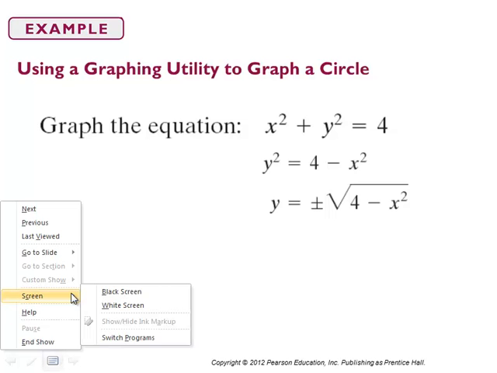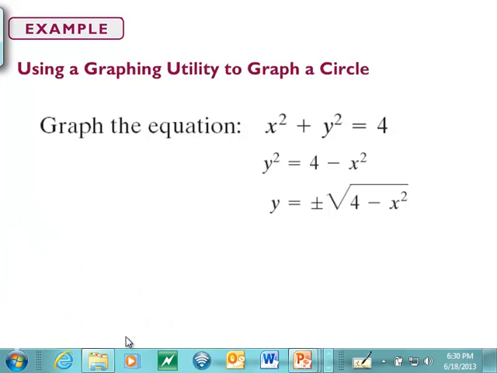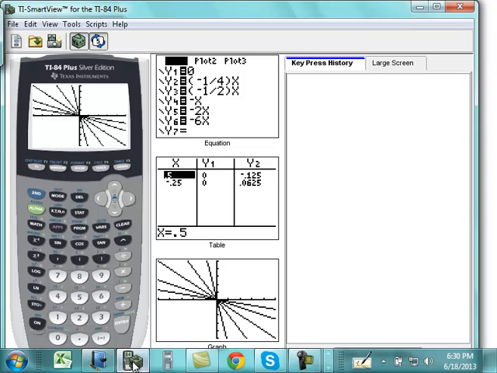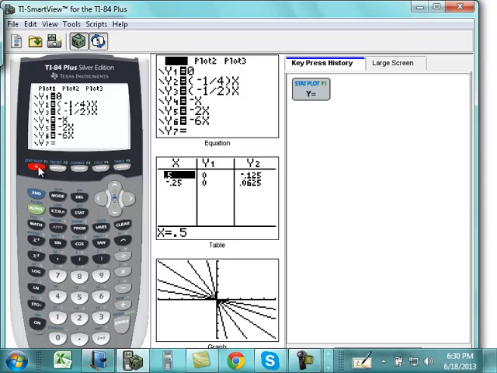Pull out your graphing calculator and I'll pull out mine. And let's take a look here. I got my graphing calculator and I still have all that stuff from yesterday, and that's good. I'm going to clear all that stuff out.